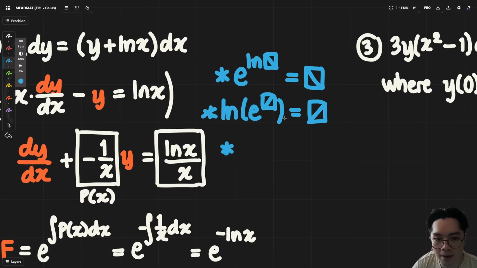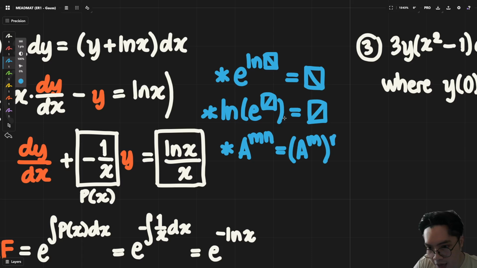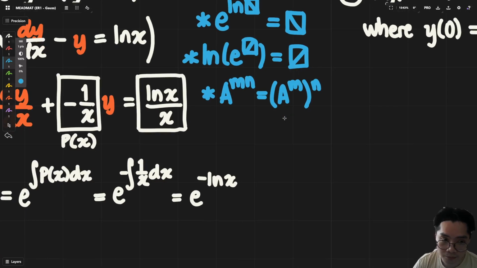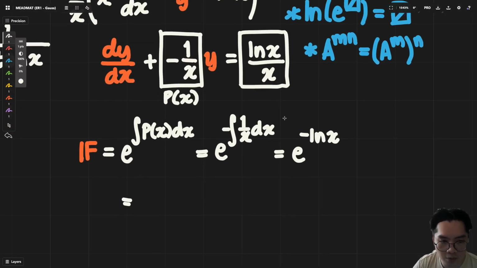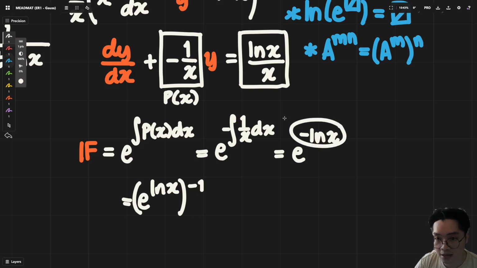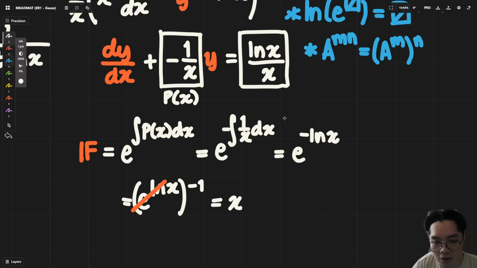But I will remind everyone again, a raised to m times n is just equal to a raised to m, and then you raise it to n. So in this case, this is what happens, right? What you can do is now you can split it as e raised to ln of x, raised to negative 1, because that's the product of those two things. And e raised to ln of x, it's as if you're going to cancel out the e and the ln. You are going to be left with x raised to negative 1, which is 1 over x.